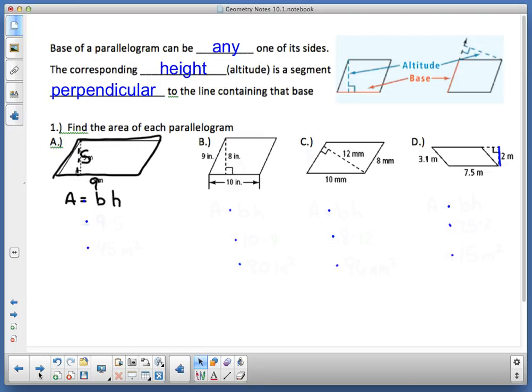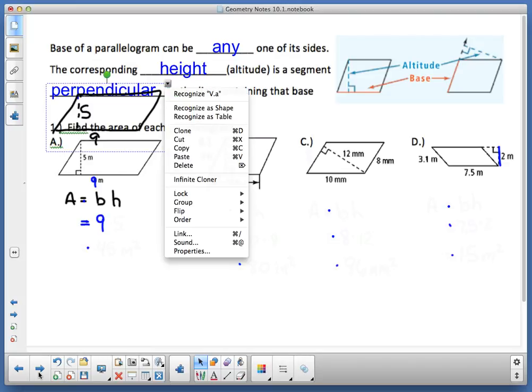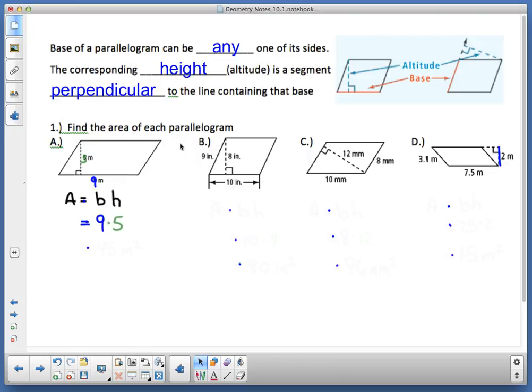Okay, so we've got 5 times 9. 9 is my base, and my height is 5. I multiply those together, I get 45, and I have to make sure I dress up my number and put units on it.